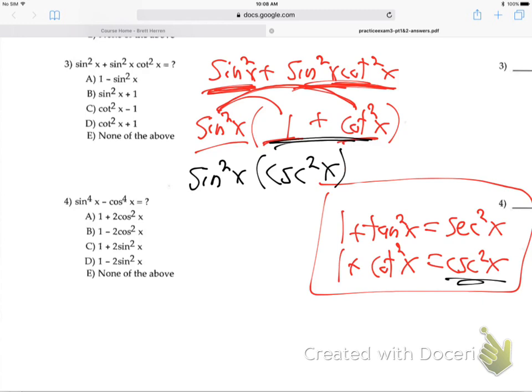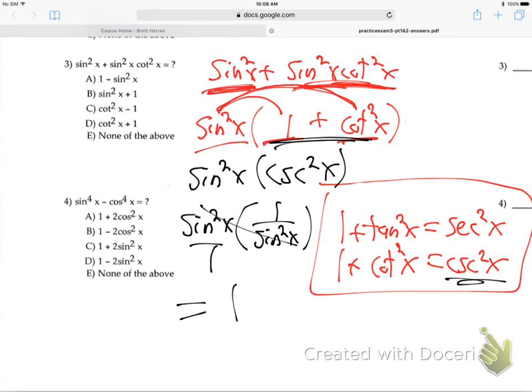Good so far? So what? Well, what's cosecant? This is 1 over sine squared. Remember, cosecant's upside down to sine? So cosecant squared's upside down to sine squared? This is over 1. What's this? Cancels? 1. That's 1. So that should be E, none of the above. Is that what it is? Yeah. That whole thing just became 1. It's a fancy way to write 1.